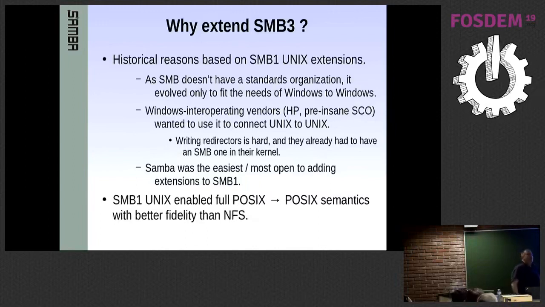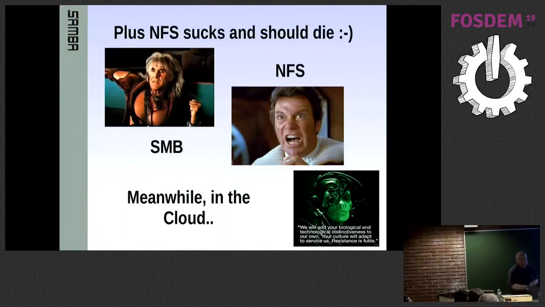So SMB1 Unix was actually better at Unix to Unix, POSIX to POSIX semantics than NFS. NFS has a boatload of hideous things in it, like silly renames, that basically hide the fact that it's a stateless protocol, at least NFS v3, and doesn't work very well POSIX to POSIX. Well, SMB1 with Unix extensions had better fidelity for Unix to Unix than NFS does. Plus, you know, NFS sucks and it should just die.